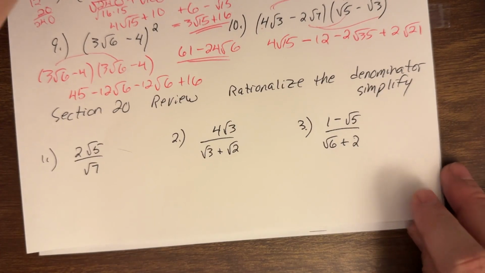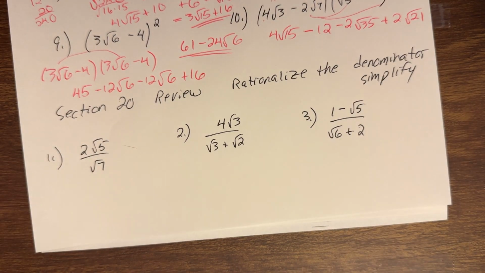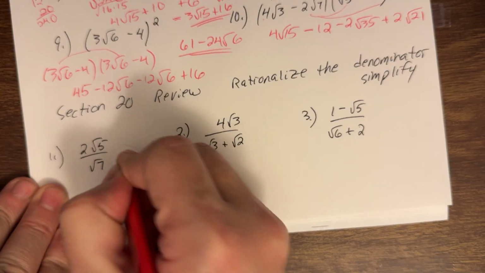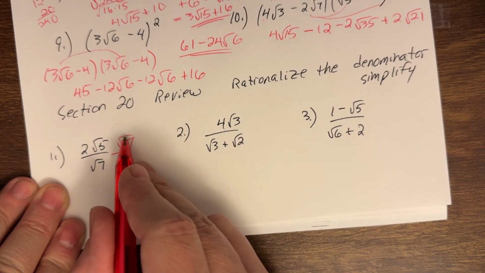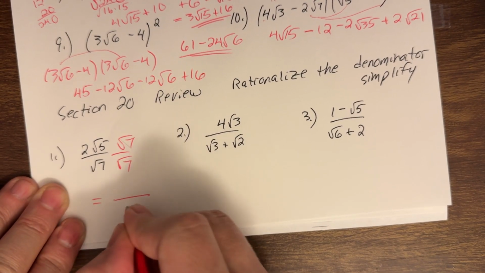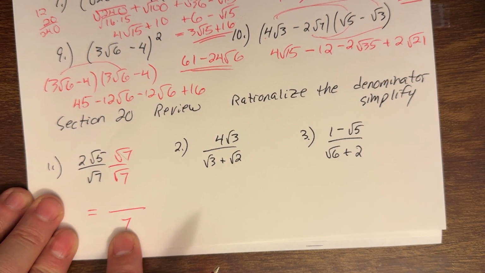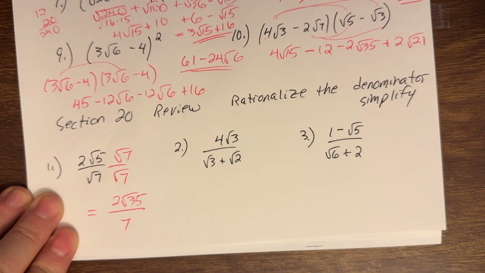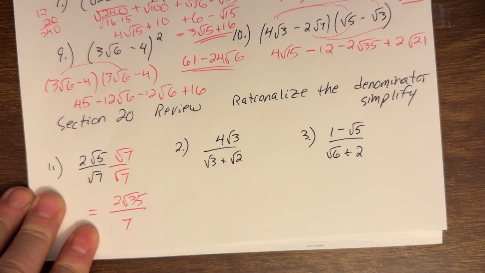Now moving into section 20, rationalize the denominator. Number 1, the single term. How do I clean up a square root of 7 in the denominator? I'll multiply denominator by square root of 7. Whatever I do to the bottom, I do to the top. The bottom must clean up, and it does. I get a radical 49, which is a 7, and on top, I get 2 radical 35. Nothing cleans up there. I'm finished.